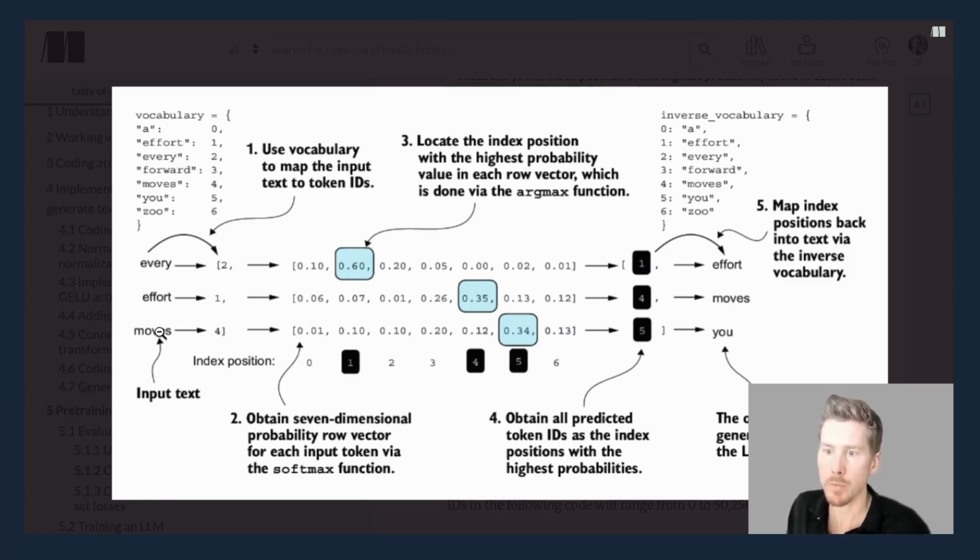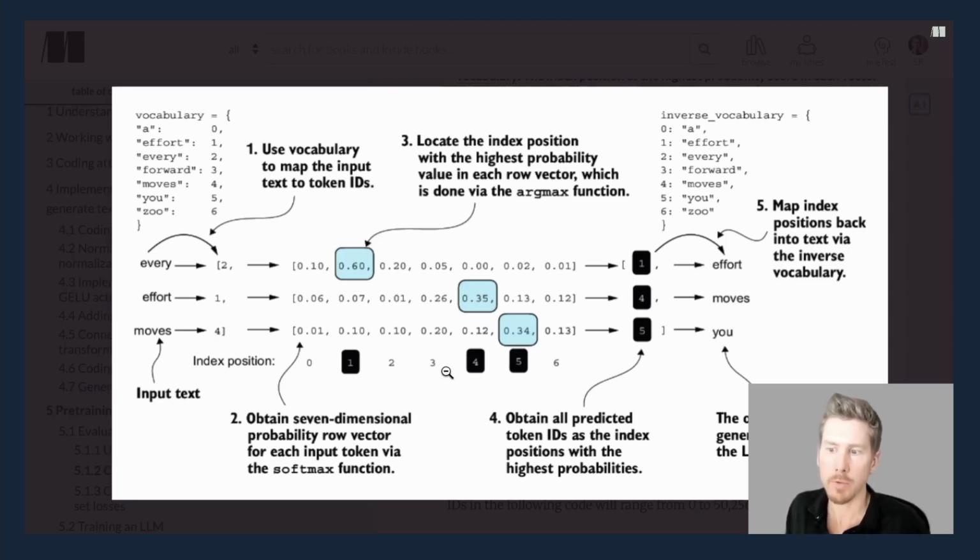Next, moves as my input token. I look at my probability tensor. Where's the highest probability? Oh, here. What is this? Oh, index position 5. 5 corresponds to U. Okay, I generate U. And this is how we go from probability scores back into these here.